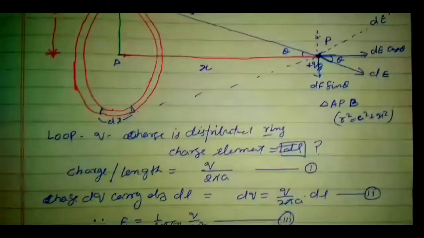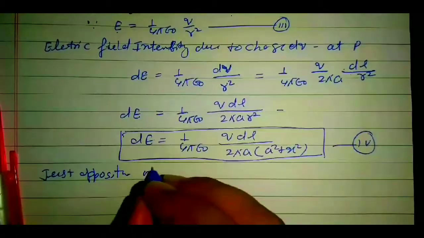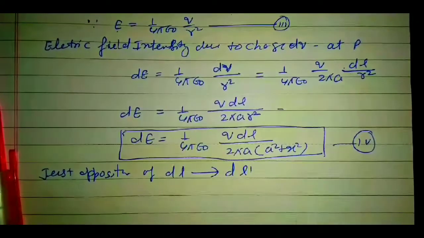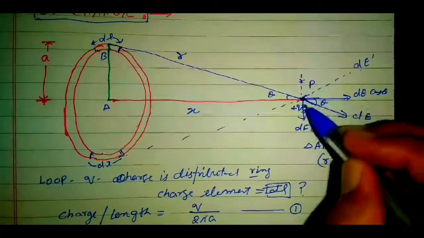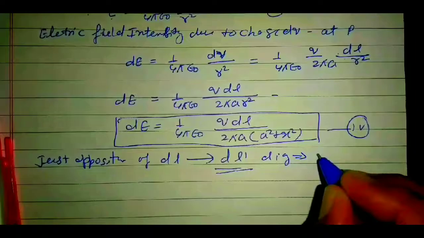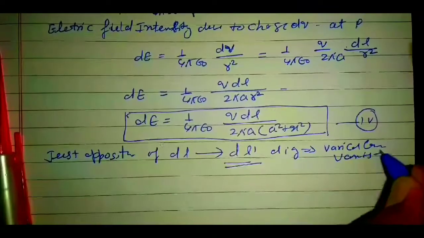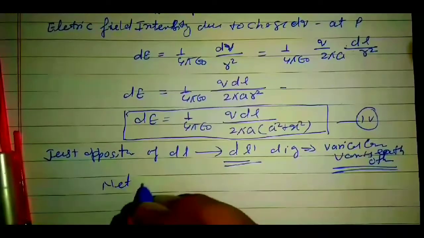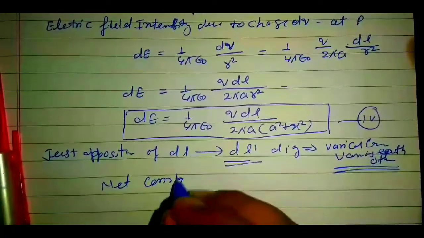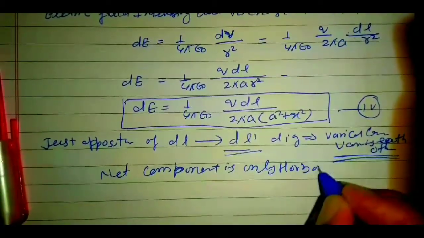When we take the element just opposite to dl, that is dl dash, see here in the diagram, it has a component which vanishes. So the diagram speaks: the vertical components vanish each other. So the net component is only horizontal.